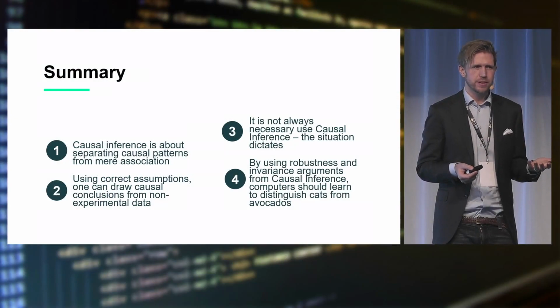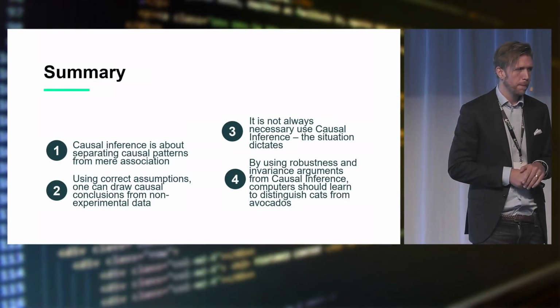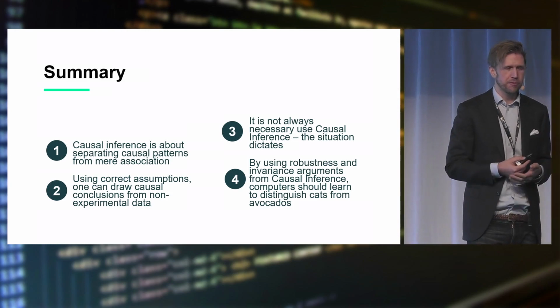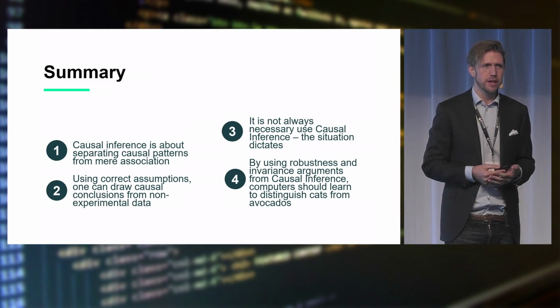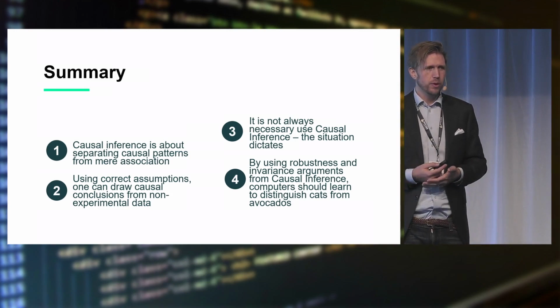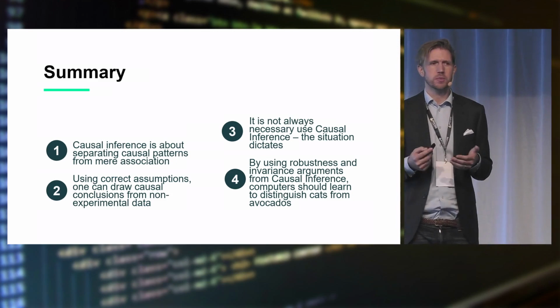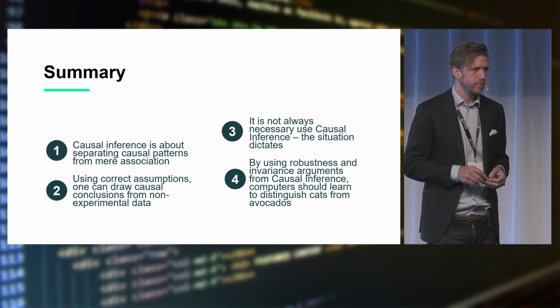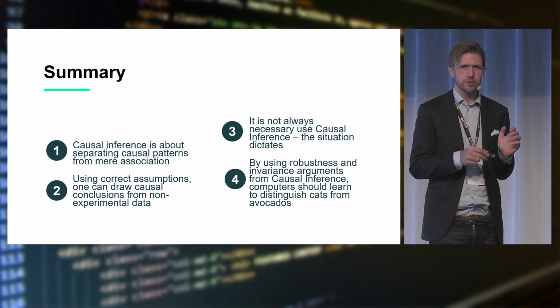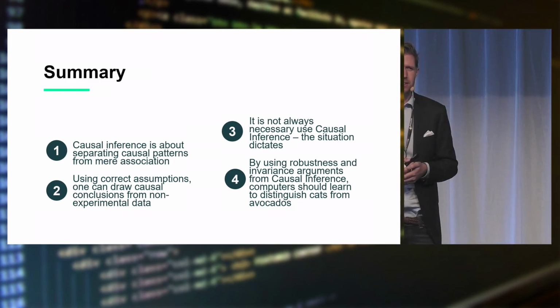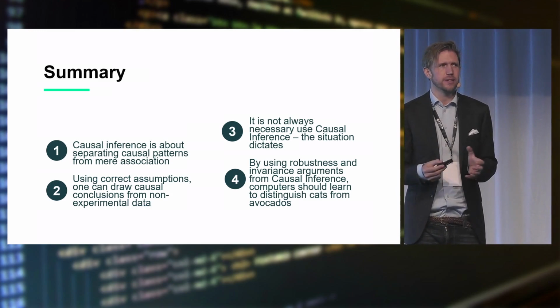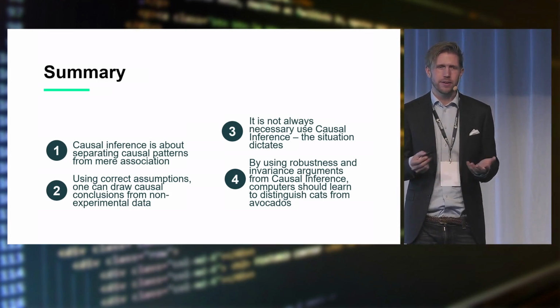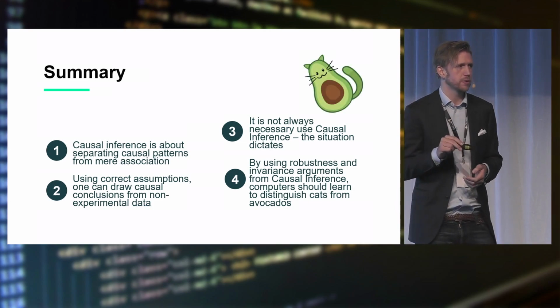In summary, causal inference is about separating the causal patterns in your data from the purely statistical artifacts. And using correct assumptions, such as about the graphical structure, we can draw robust, good conclusions, even if we have data that is not perfect. You don't always need this type of framework. It all depends on your data. If you do have good experimental data that you're very trusting in, it might be fine either way. And by using some of the conclusions from this research field, such as about robustness and invariance, I think we will see this more and more integrated in our standard methods coming forward. And hopefully the methods will be able to not confuse cats and avocados.